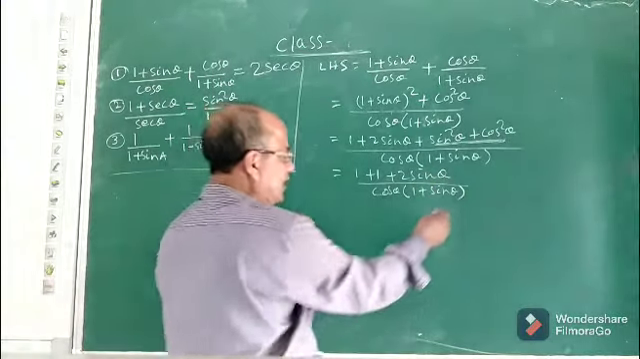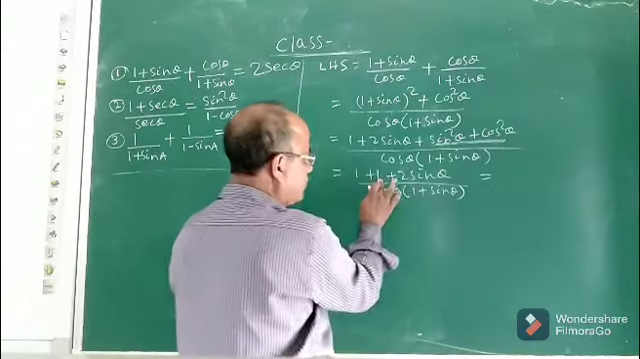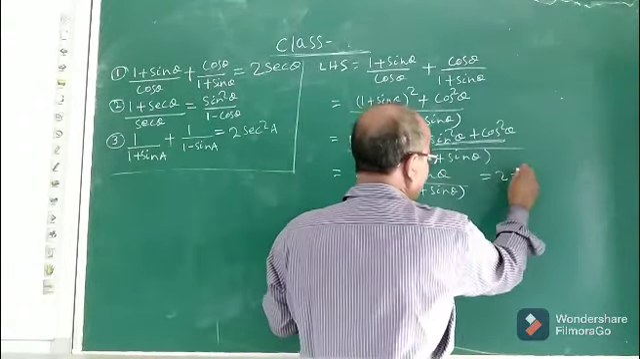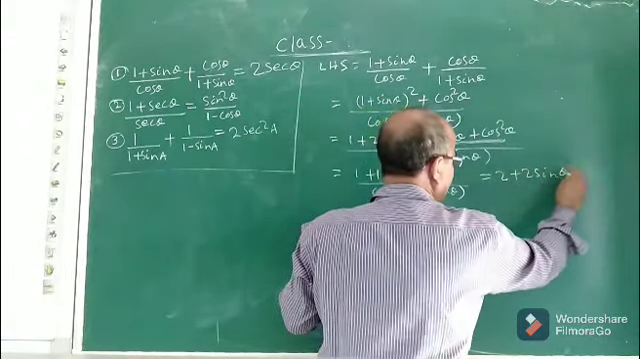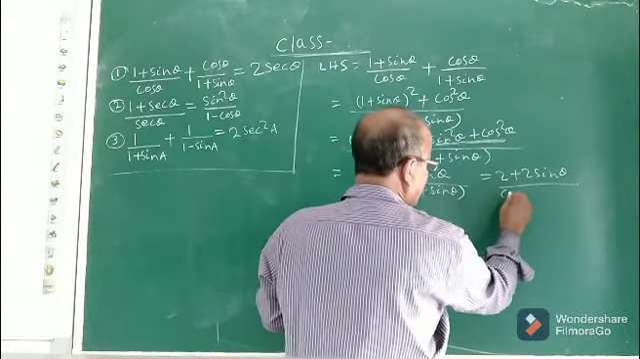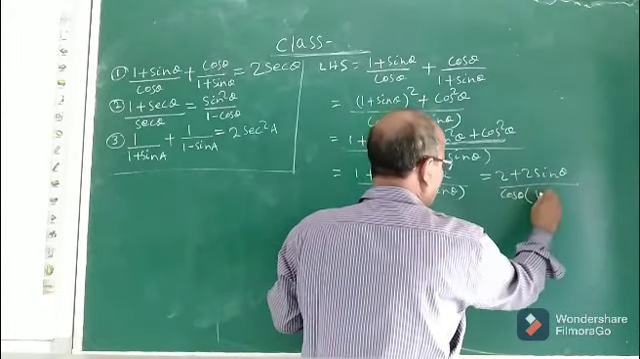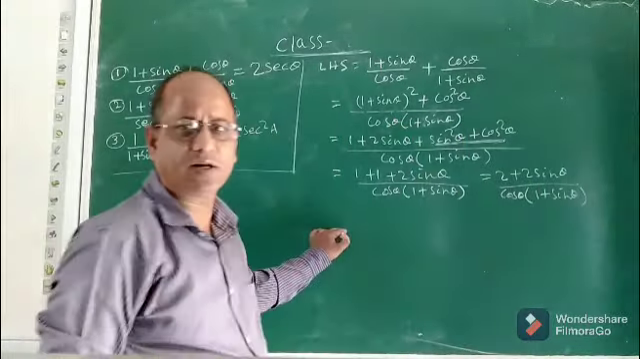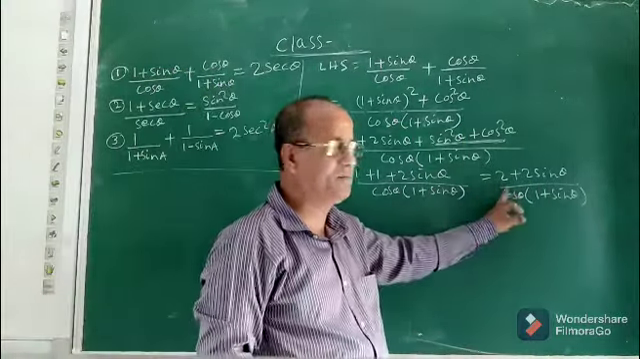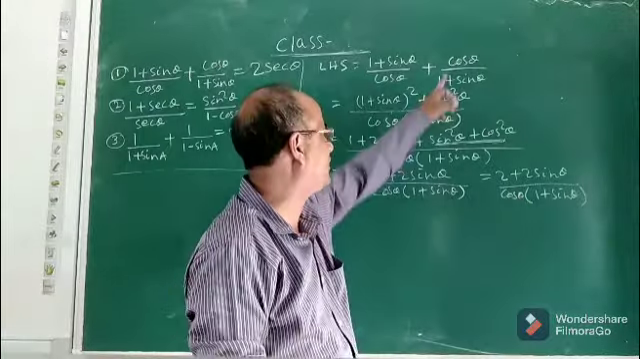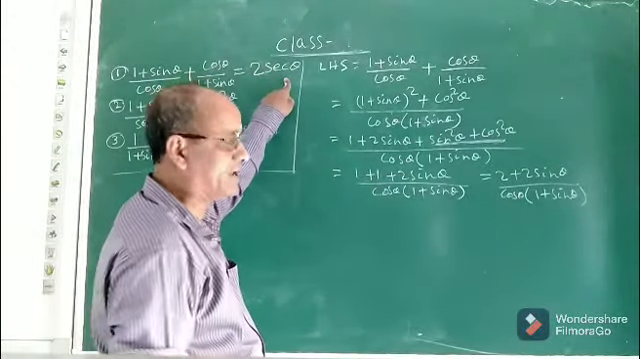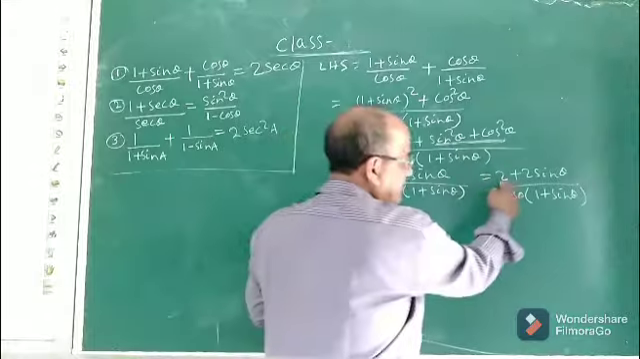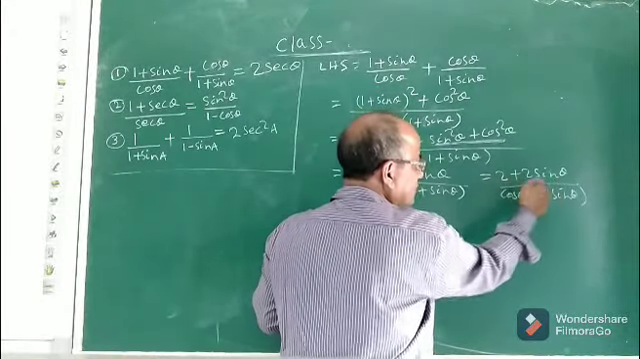Now you see, this is 1 plus 1, and 1 plus 1 is 2. So it is (2 plus 2 sin theta) divided by cos theta into (1 plus sin theta). See, in this way the simplification process will go on till we get the RHS, that is 2 sec theta. So what will be our next step? Just imagine, here it is 2 plus 2 sin theta.